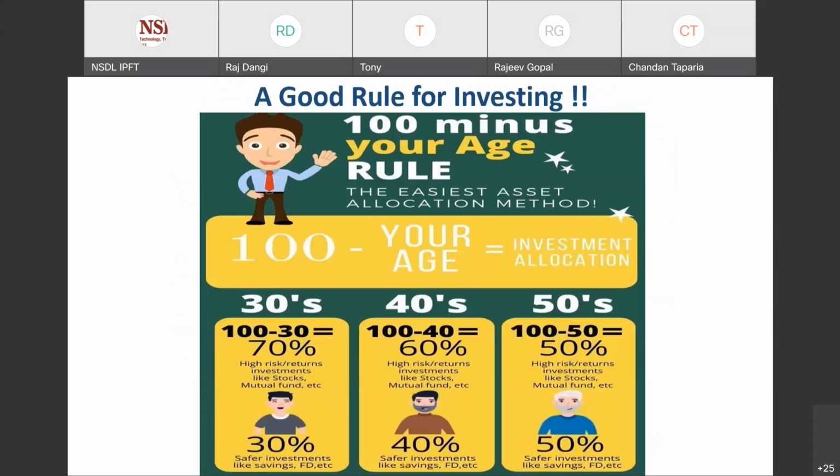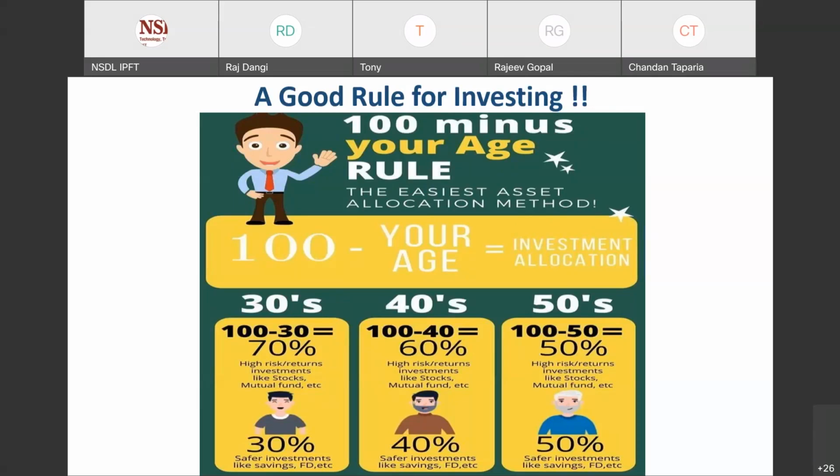Now, many people might ask, my age is 30 years or 40 years or 60 years, how much money should I invest? I follow a basic rule that 100 minus your age should be allocated to your risky part. The rest you can allocate to your less risky part. So let's say your age is 20 years, 100 minus 20, 80. You can put 80% into the risky part because you are quite young. You can dare to take the risk.